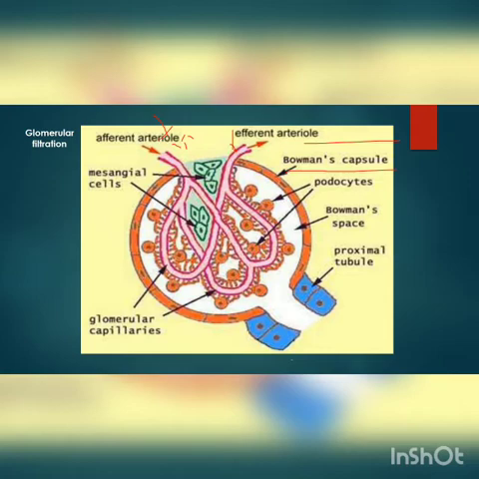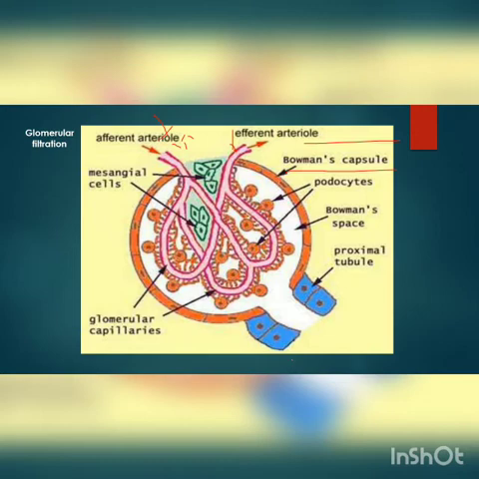Here in the glomerular filtration, there are three methods by which renal blood flow and GFR, that is the glomerular filtration rate, are regulated. First, the myogenic autoregulation. Second is the juxtaglomerular apparatus, and third is the neural control.